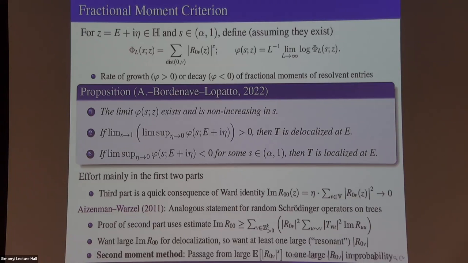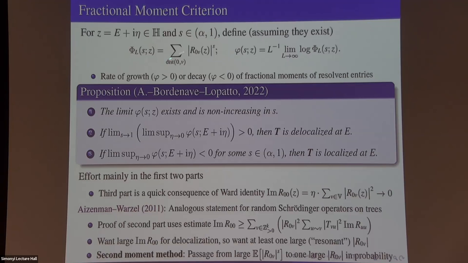And you consider the following quantities. I look at the resolvent entry R_0V(z), where z is indexing the resolvent, telling you it's H minus z, it's (T minus z) inverse. And then you look at this R_0V entry, and I take its s-th moment, and then I sum over all V whose distance to the origin is L. I forgot to write equals L here. But you just look at all the V's on the L-th layer of this tree. I look at the fractional moment, the s-th moment of this thing, and I sum them all up.